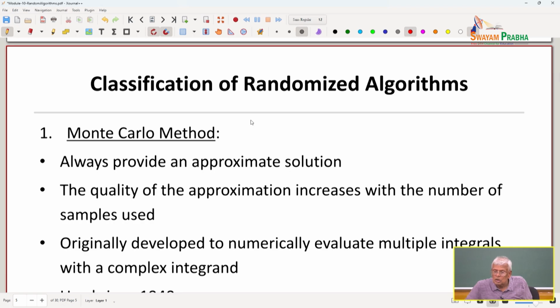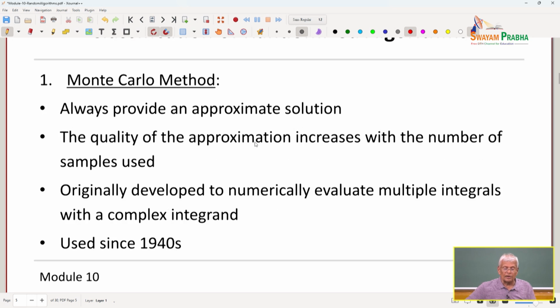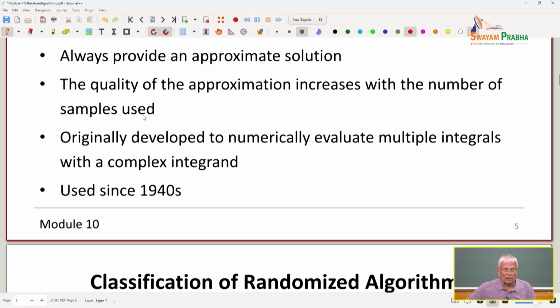There are two fundamentally distinct pathways to randomization. One is called the Monte Carlo type, another is called the Las Vegas algorithm. The Monte Carlo type algorithm, what is the property? It always provides an approximate solution. The quality of approximation increases as the number of samples used increases. It was originally developed to numerically evaluate multiple integrals with complex integrands in the 1940s at the Los Alamos National Lab.